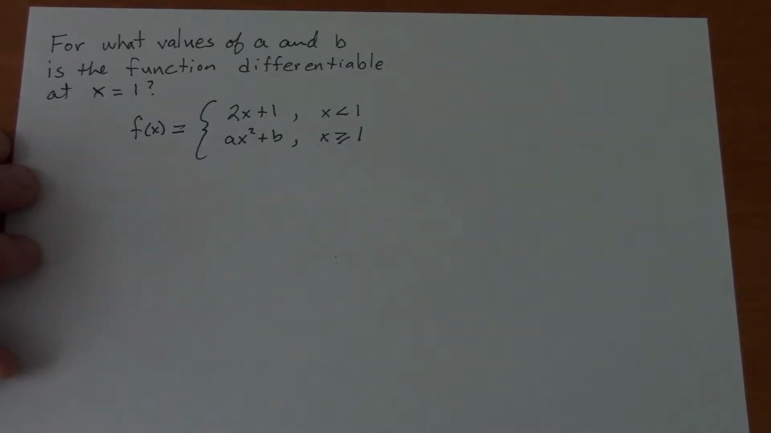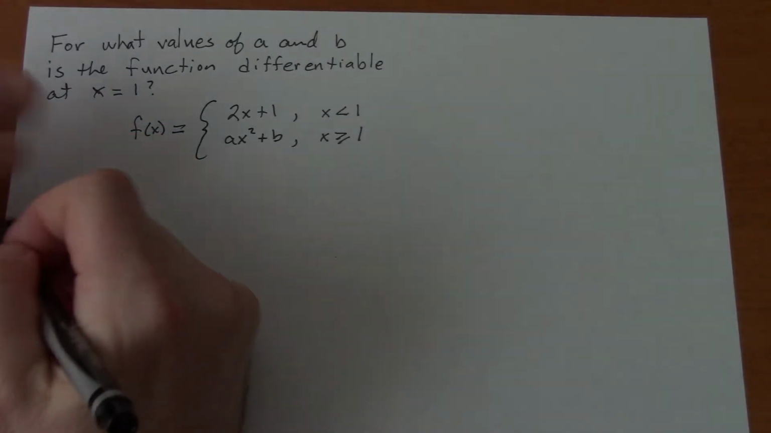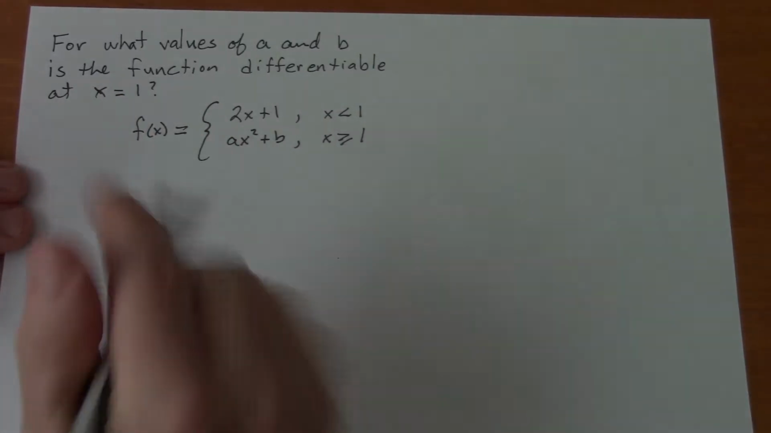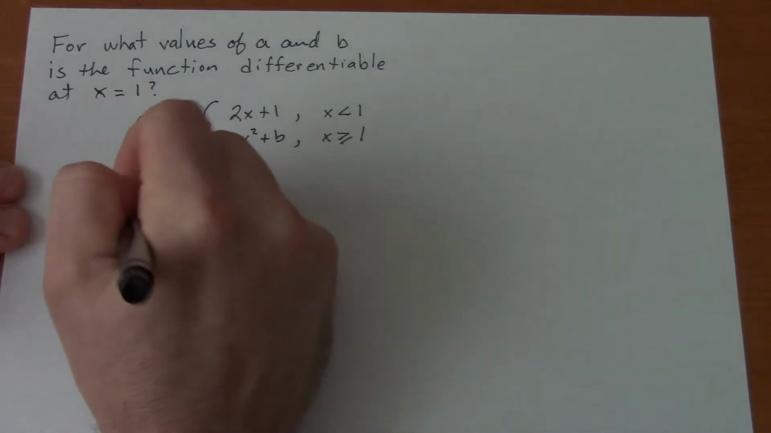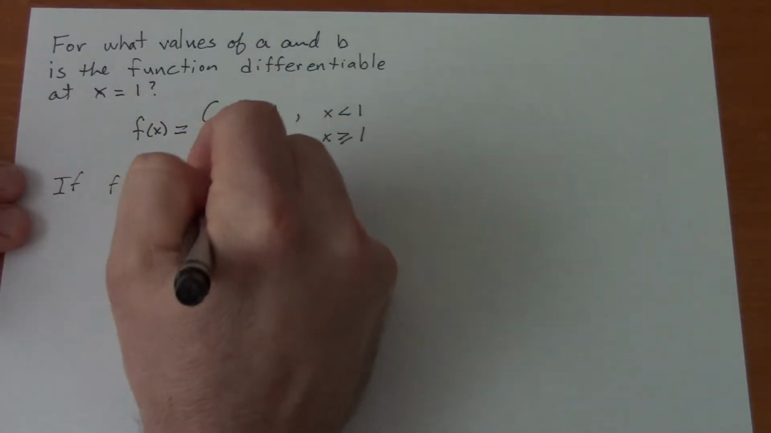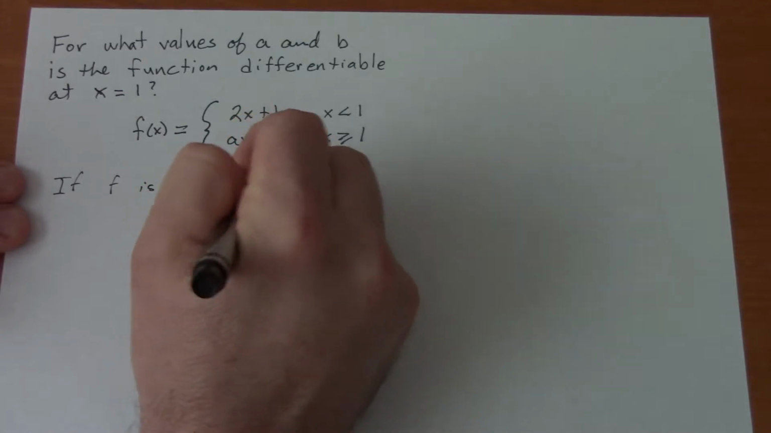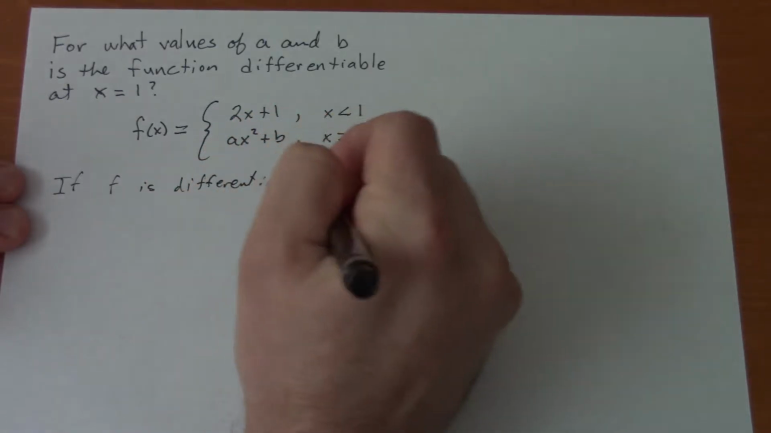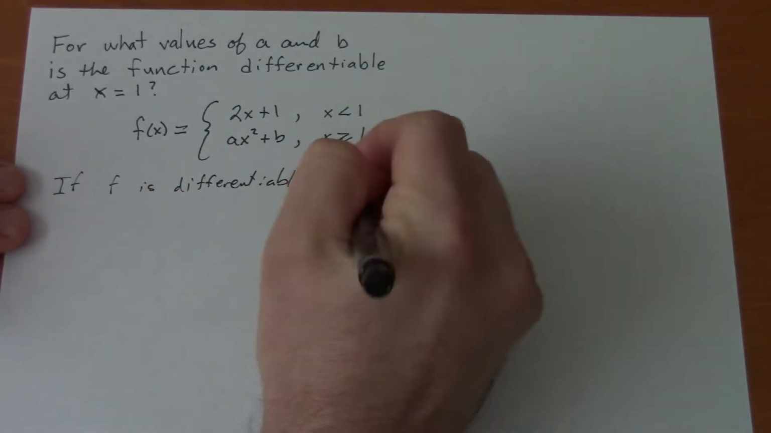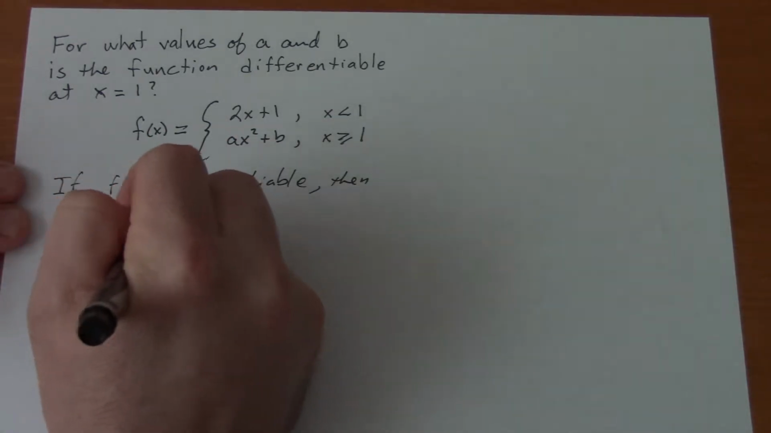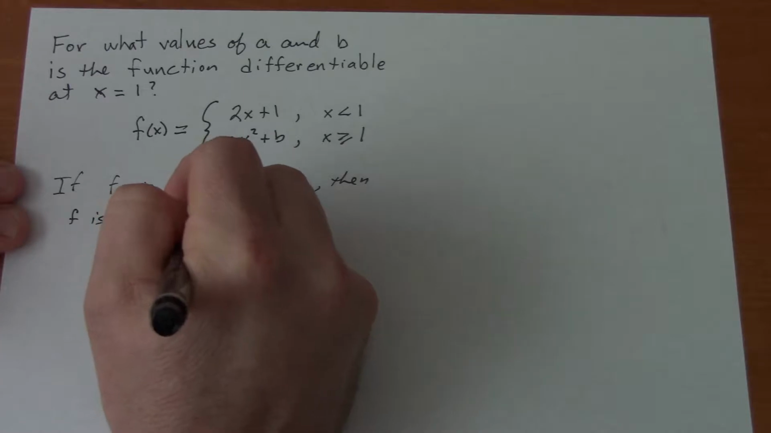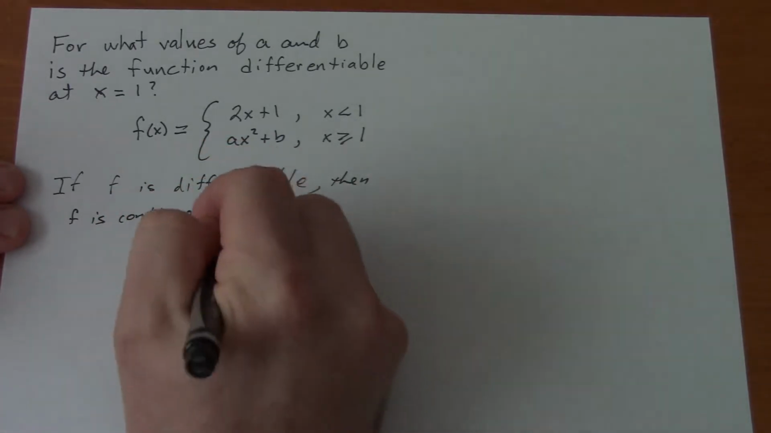Now, we're going to need to remember there's a theorem. I guess it's a theorem. If f is differentiable, then f is continuous. And we're going to need that to figure out both a and b.